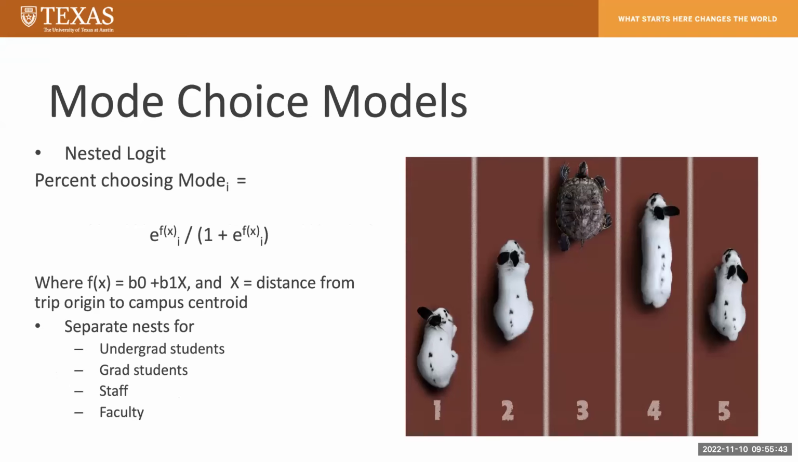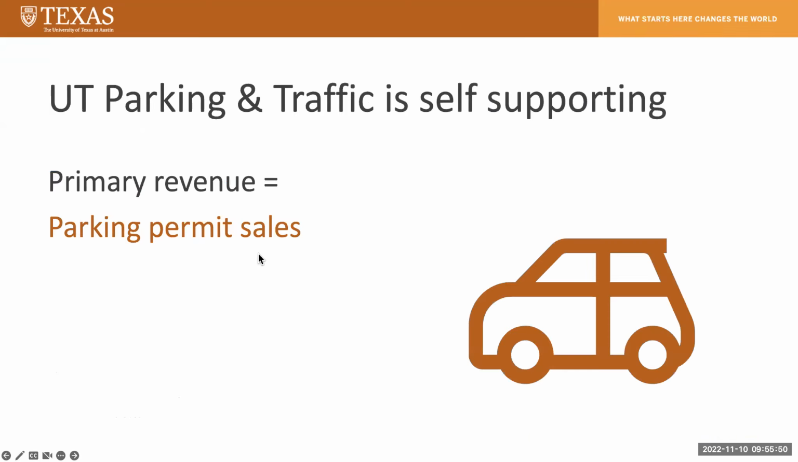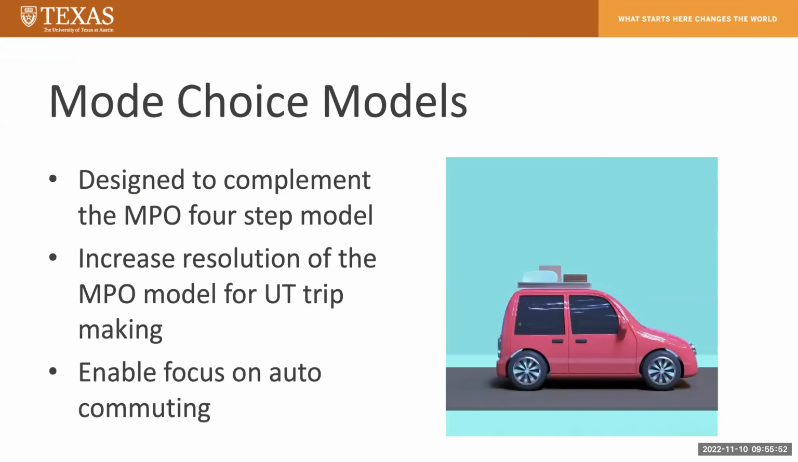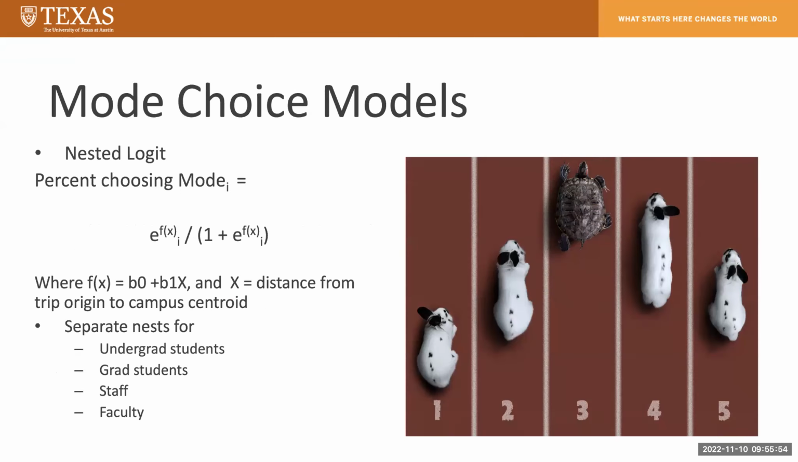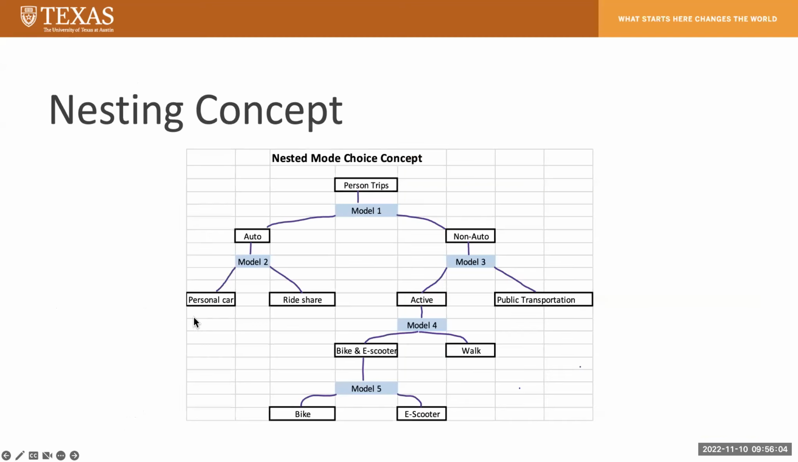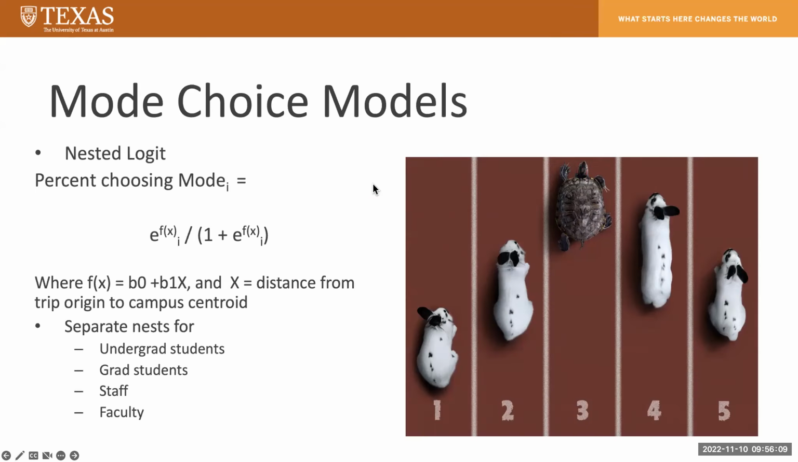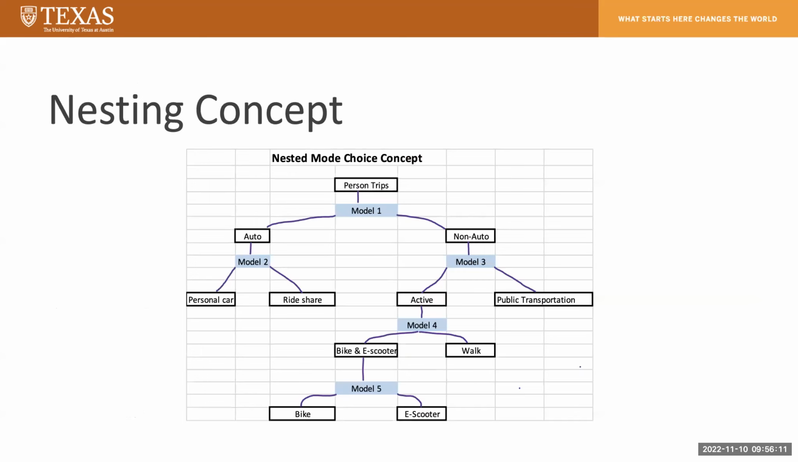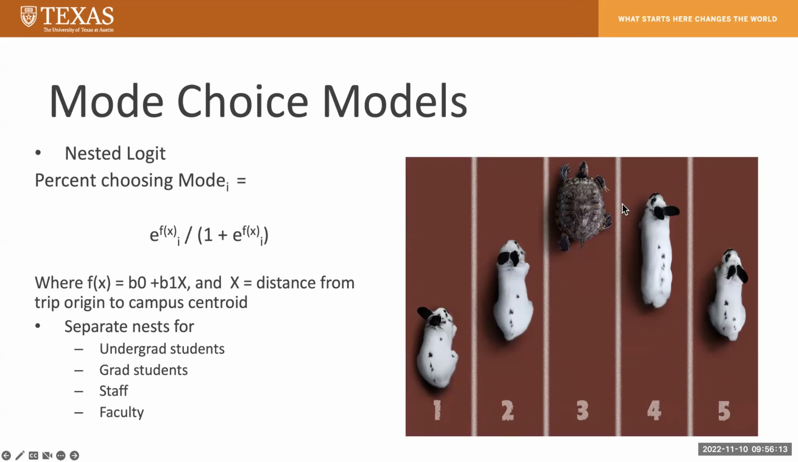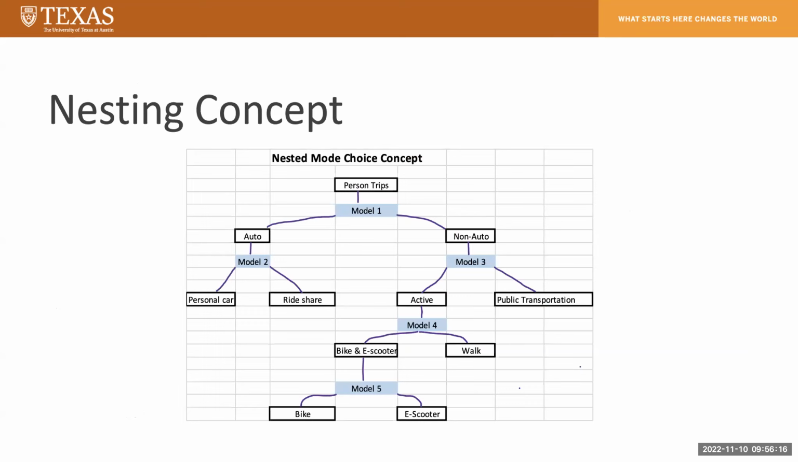So we developed a series of nested mode choice models of this form, and the primary predictor variable in all these mode choice models is distance from trip origin to campus centroid. And that's consistent across the whole set of models. We envisioned developing a nest for each of the student, faculty, staff groups.